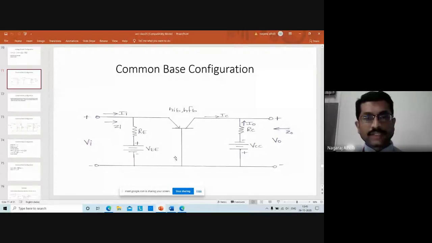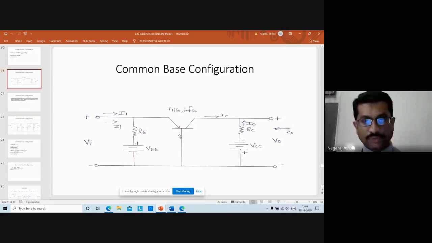You're able to see the screen here? Yes, sir. Right. Today I'll be discussing the common base configuration and we'll solve one or two examples. This is the common base configuration that we have already studied. It is a PNP transistor, arrow pointing inward into the transistor. The input current, that is the emitter current, is flowing into the transistor.